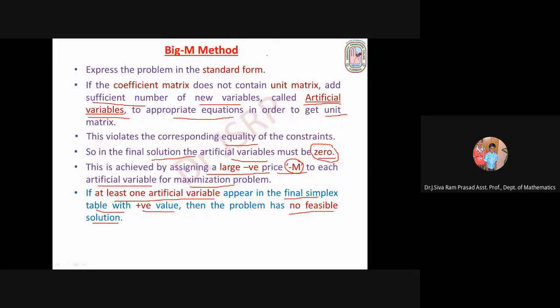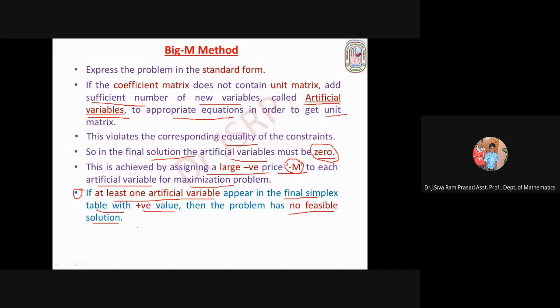So this is the method to handle artificial variables, or to handle the constraints involving greater than or equal type. This is not a separate method. This is a part of the simplex method to handle the artificial variables. So you have to keep in mind this last point: after solving the problem, in the final solution, if at least one artificial variable appears with a positive value, then the problem has no feasible solution. That is, the problem has an infeasible solution.